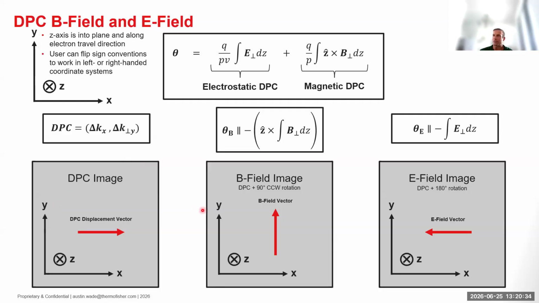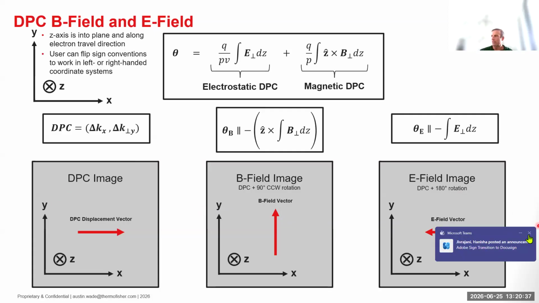The electron beam is deflected by both electric and magnetic fields, but what we measure with a DPC signal is just the beam displacement. So what we're doing here is using the known mathematical relationship, and if we know that, we can automatically transform the DPC vectors into magnetic field vectors and electric field vectors. This is something that can be done via scripting, and when we do that, it can be automated and made available to the user.